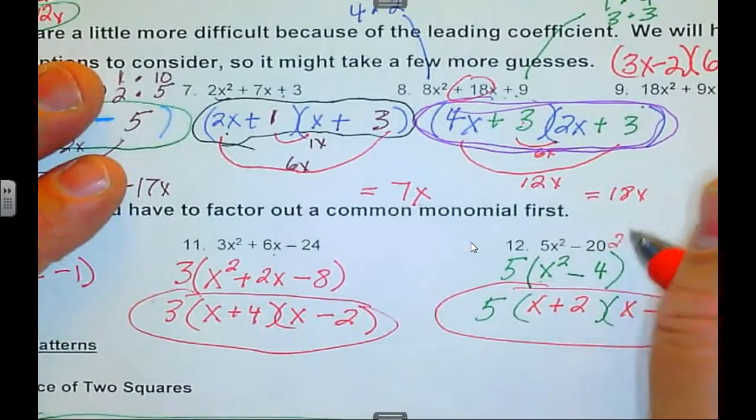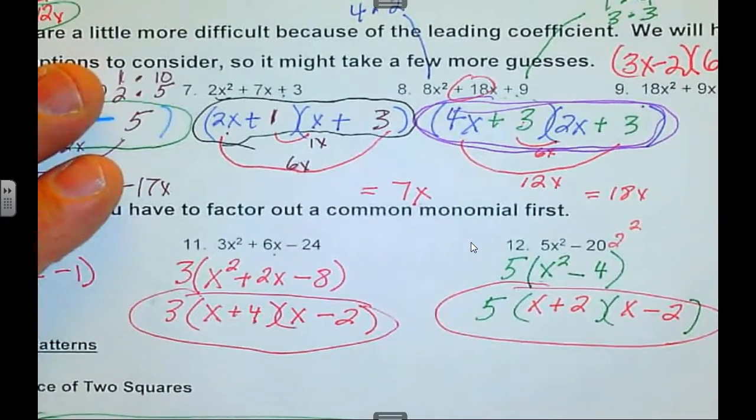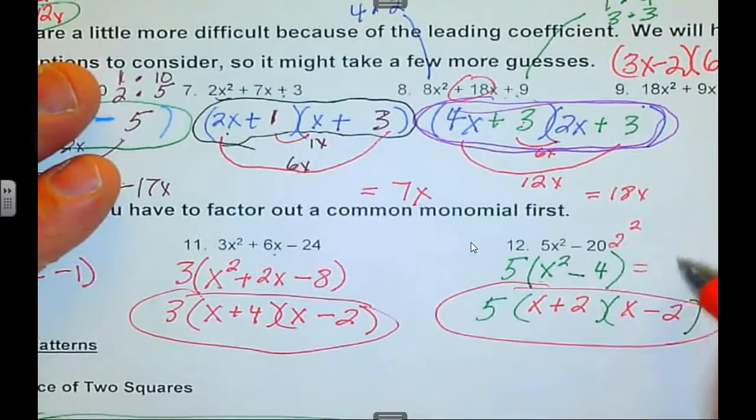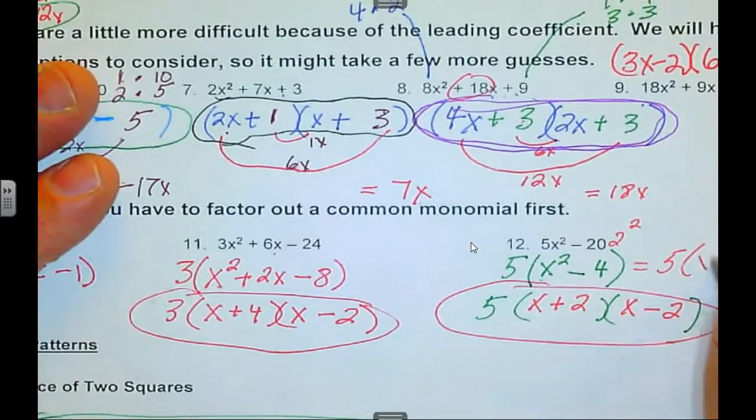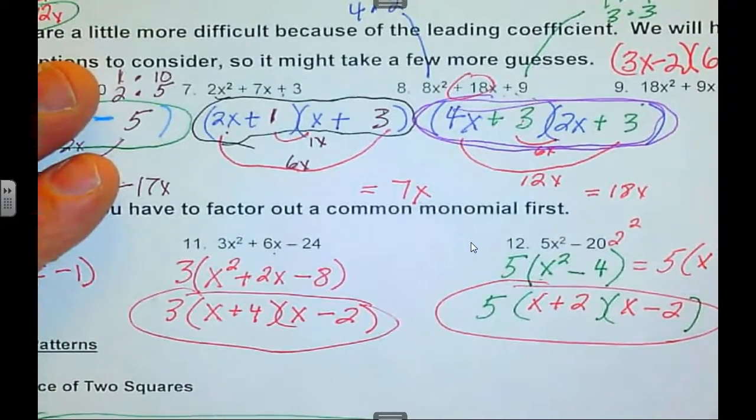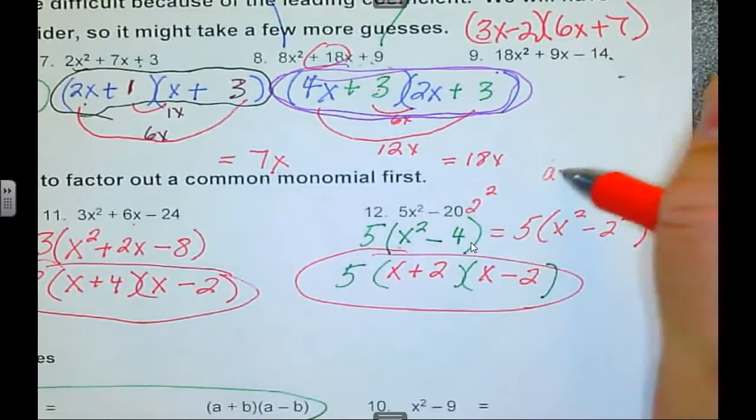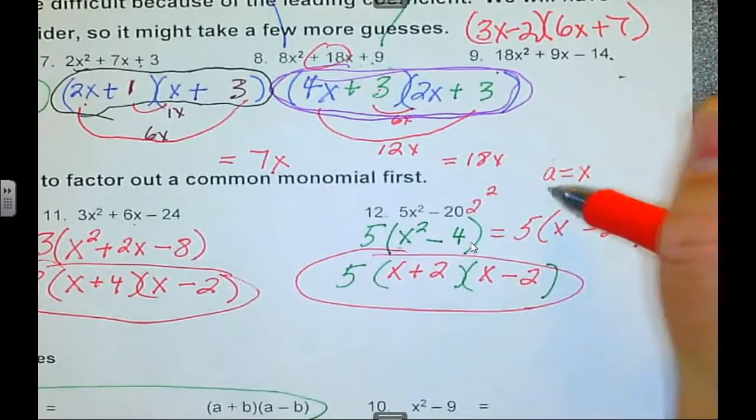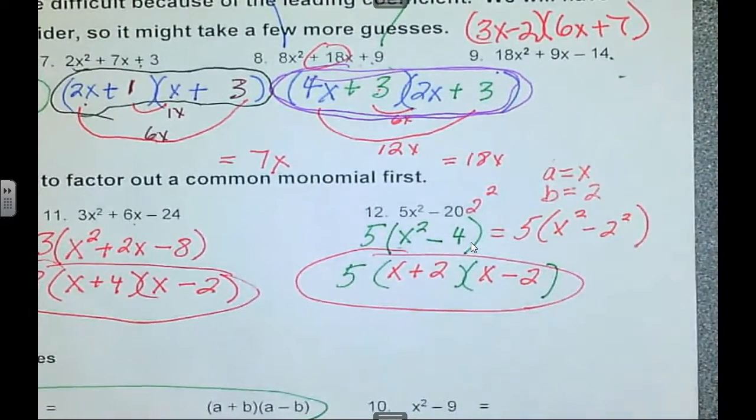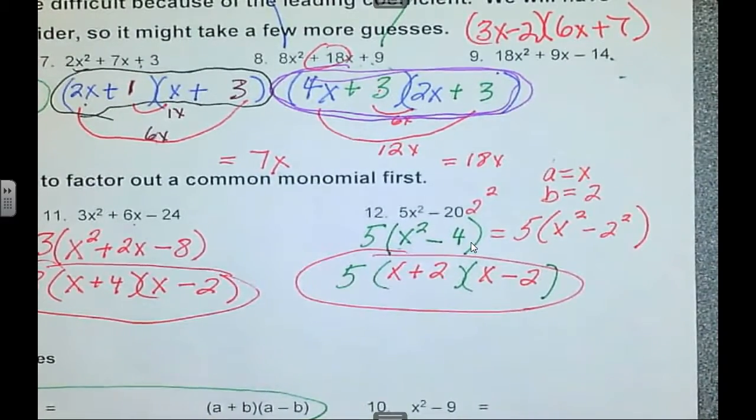4 is 2 squared, right? So what if I rewrote this as 5 times x squared minus 2 squared? My a is going to equal 1x, and my b is the base 2. So I could use my shortcut formula: a plus b, a minus b.